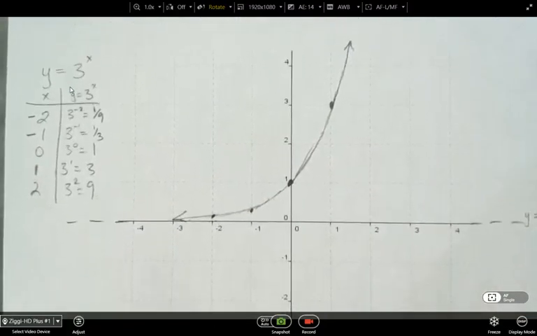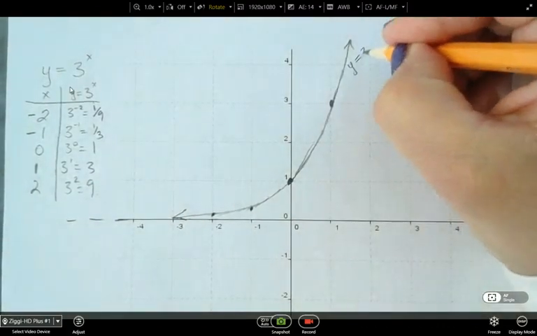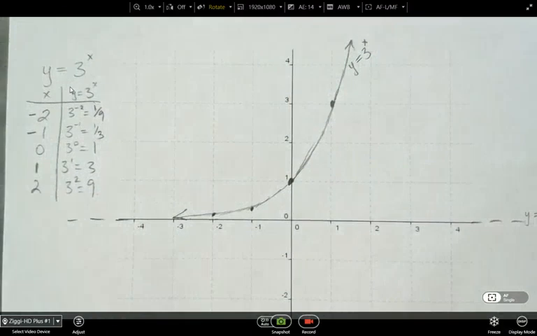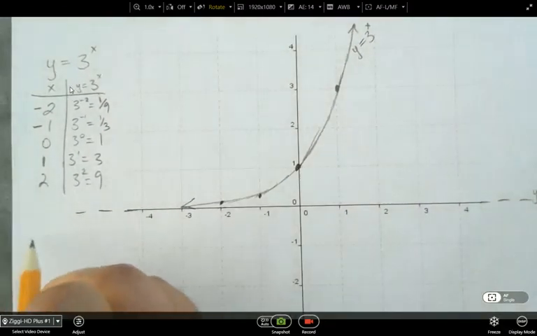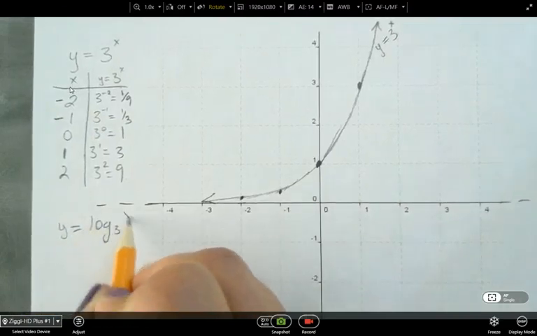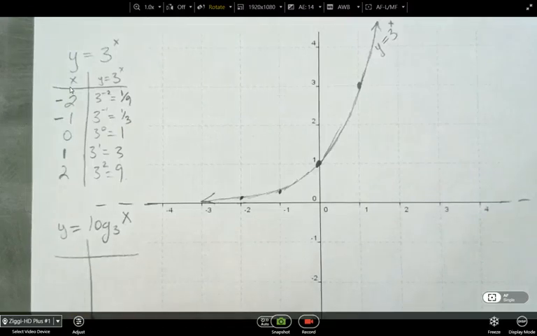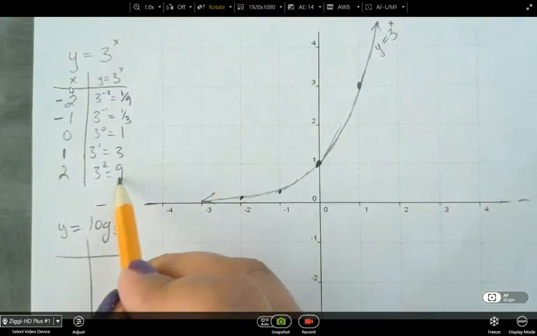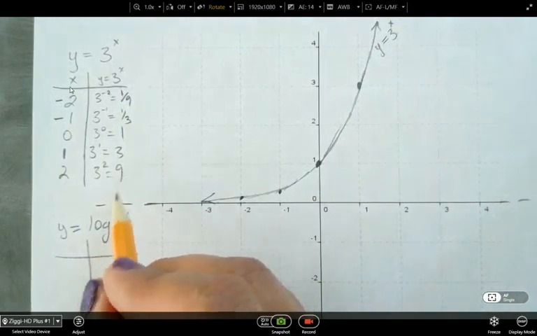Okay, so now let's do the log equation. So I'm just going to label this one here so we know what we're looking at. Okay, now the log one, we've got y equals log base 3 of x, and then a little table of values. So notice that they're inverses of each other. So what I'm going to do is choose my x values so that they are these y values here.